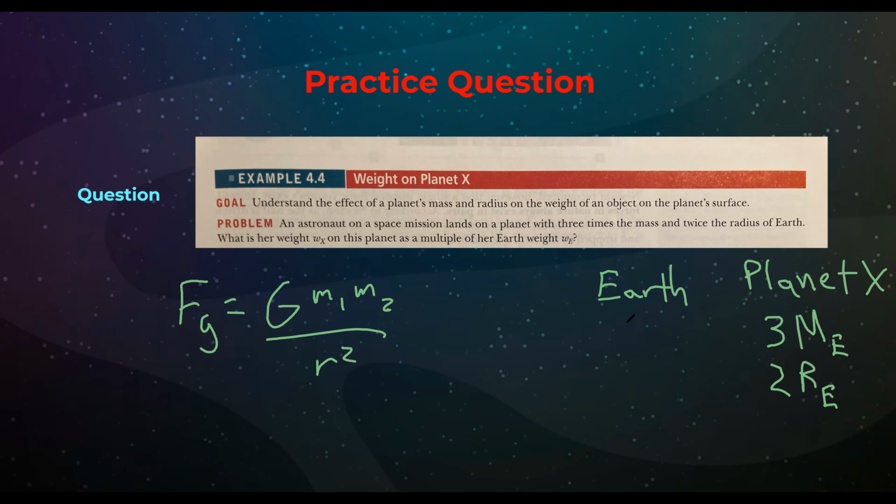And then for the Earth, it would just be m sub e and r sub e, right? These are just variables, actually constants, to denote what we're talking about, so we don't have to write out the entire number. We can just call it as a variable.